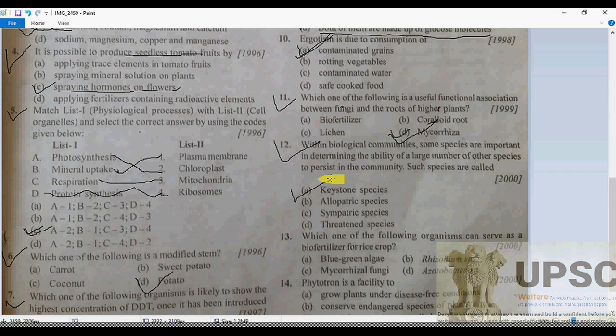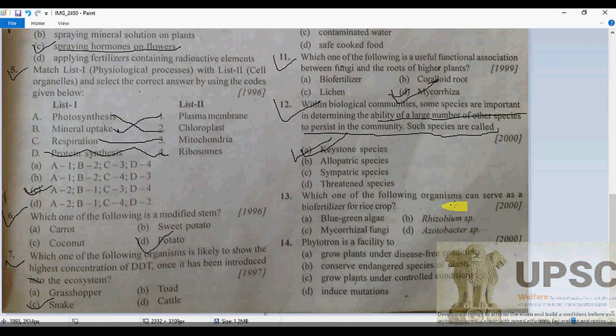Because what is the keystone species? If you have done study in ecology, definitely you can define it. It is a species that plays a critical role in maintaining the structure of the ecological community, and whose impact on the community is greater than would be expected based on its relative abundance and total biomass. So here, asking about the ability of a large number of other species to persist in the community, such species are called keystone species, of course.